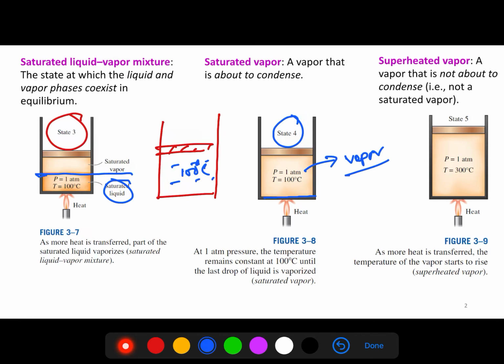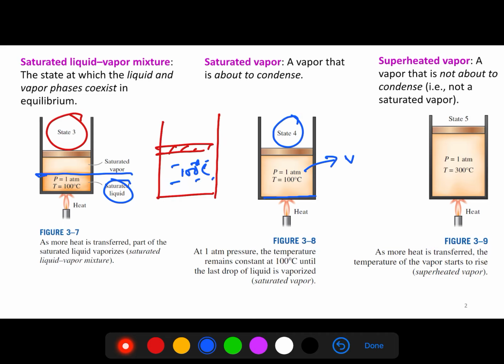Okay, this is saturated vapor. So let's say when this saturated vapor and saturated liquid are equal, we can say this is the equilibrium state. But I said this phase change process will continue, and after a certain period of time there will be no saturated liquid, not a single drop, and it will become saturated vapor, like this is state 4.